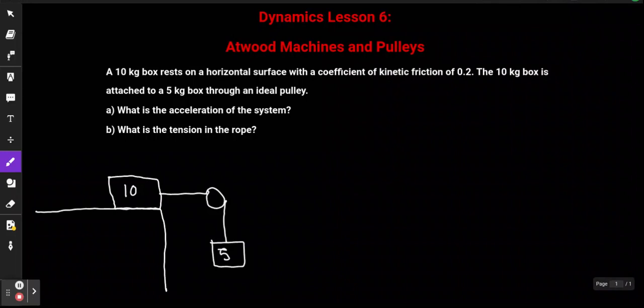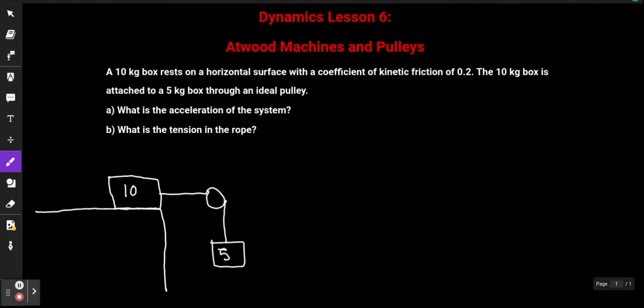Okay, in this next problem, we're going to look at our problem-solving method in a new way, where we take the entire system as a whole and disregard internal forces. So, a 10-kilogram box rests on a horizontal surface with a coefficient of kinetic friction of 0.2. The 10-kilogram box is attached to a 5-kilogram box through an ideal pulley. What is the acceleration of the system?